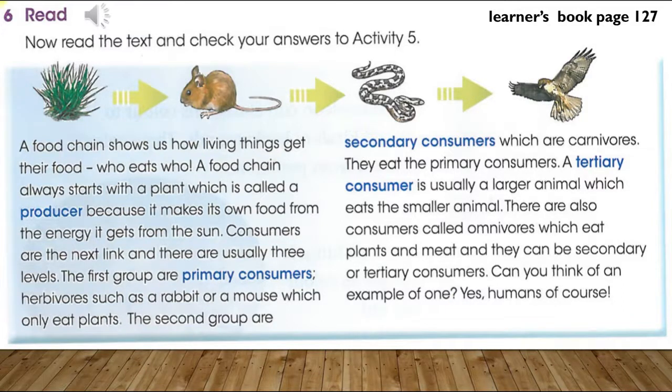Can you think of an example of one? Yes, humans, of course. Of course, a human who eats who. Okay, so now I hope you understand what's happening in this text.